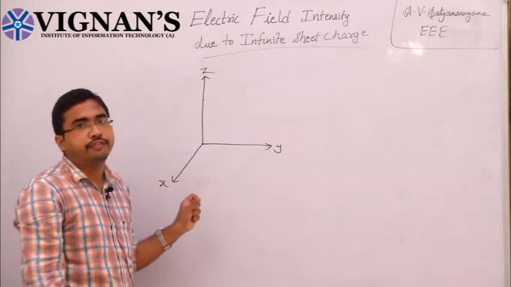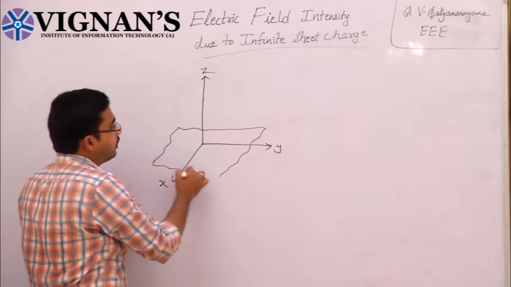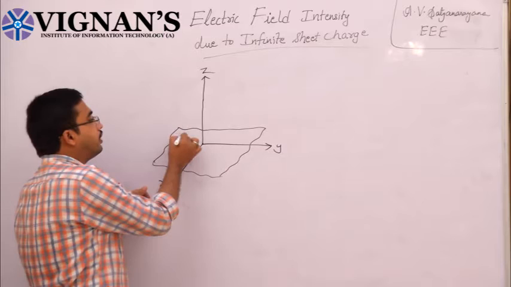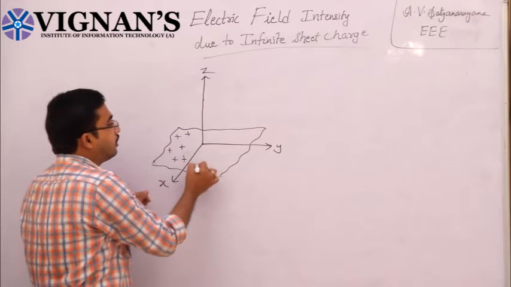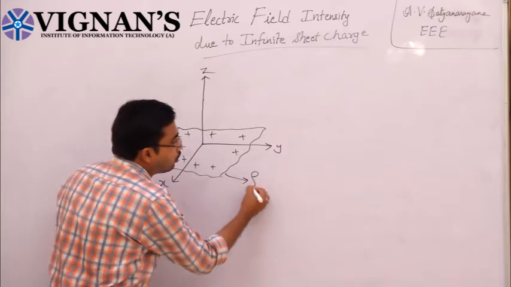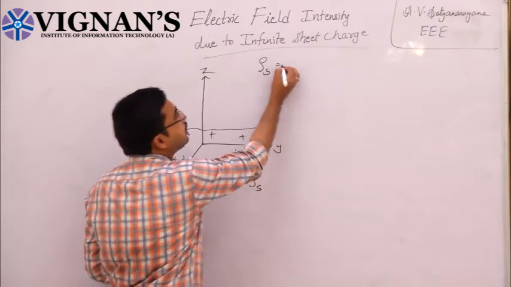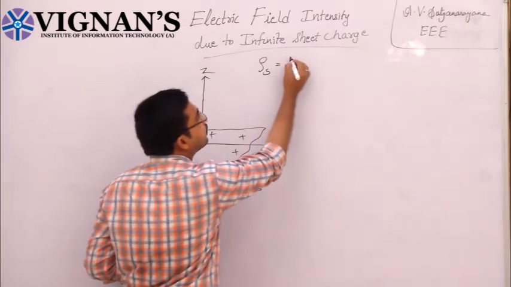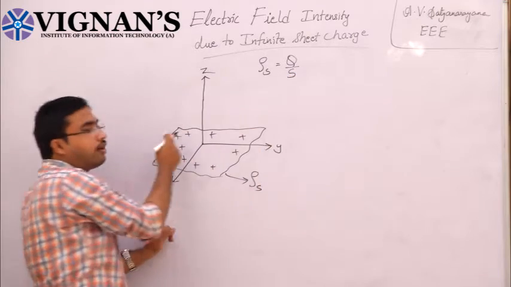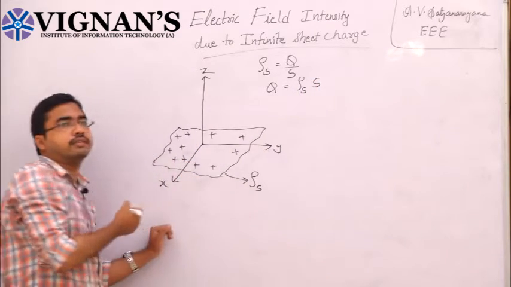Consider a three-axis system with x, y, z axes. I am taking an infinite sheet of charge which is placed along the yz plane. That means this sheet of charge is placed in this yz plane. We should imagine that in our mind. So, an infinite sheet of charge is placed in the yz plane whose charge density is rho s. Rho s is the surface charge density, defined as the ratio of charge in this particular sheet divided by the surface area of the sheet. So Q is equal to rho s into S.